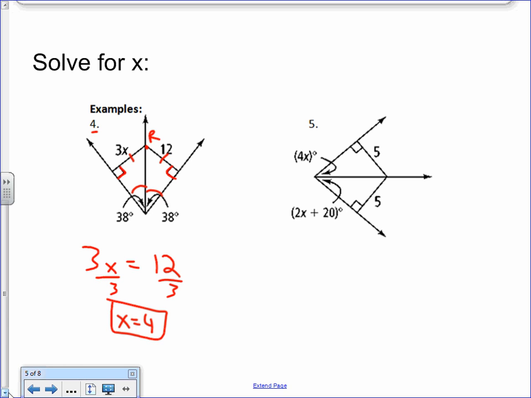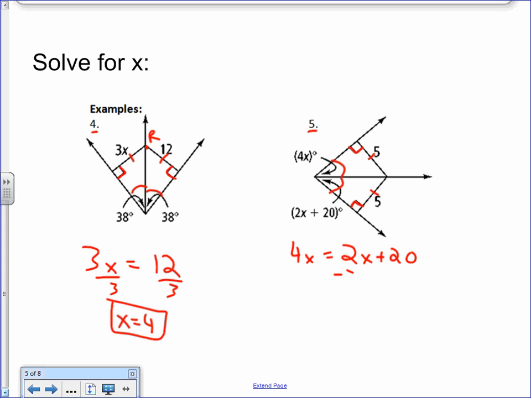Now number 5 is going to be backwards. I can already tell you we're going to use the converse since we know that these distances are equal and they're perpendicular lines, so we know that that's the distance between the point and the line. If those are equal, then the angles have to be congruent. So it makes it an angle bisector.